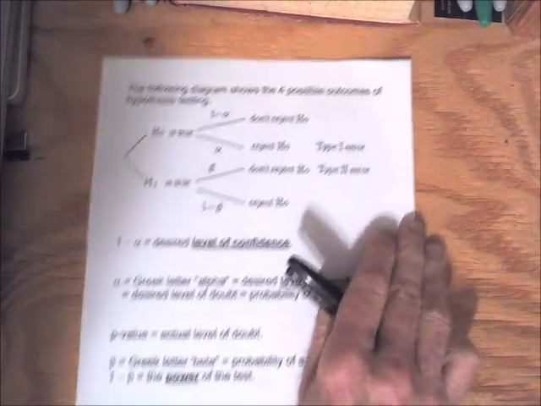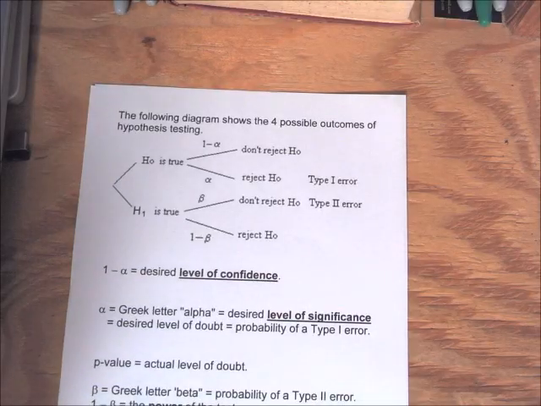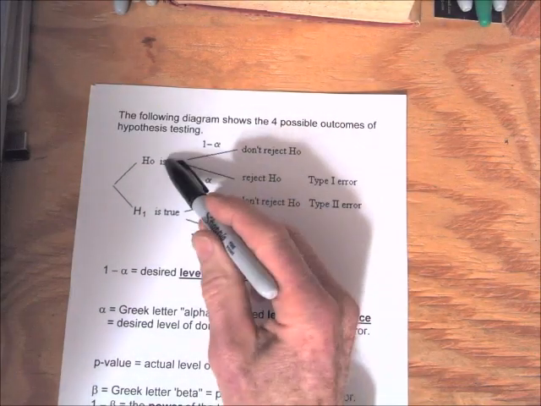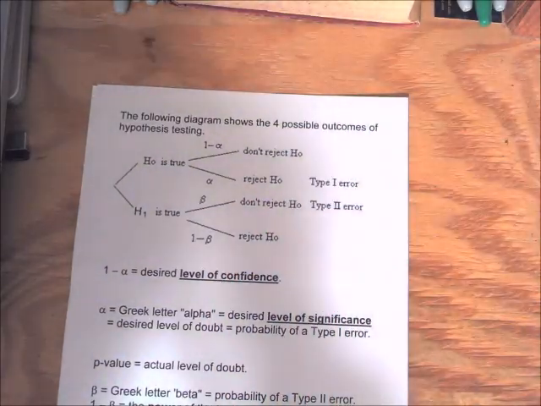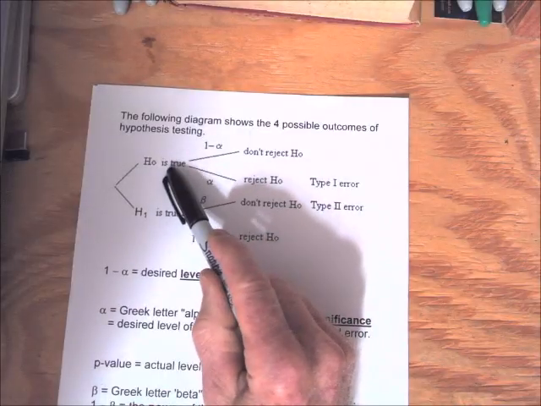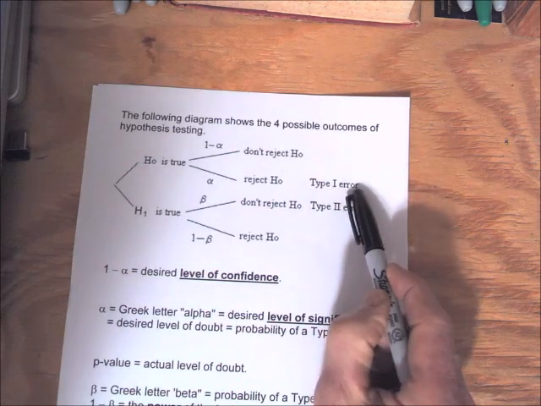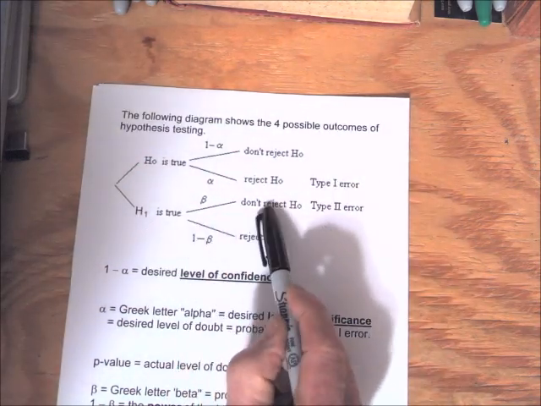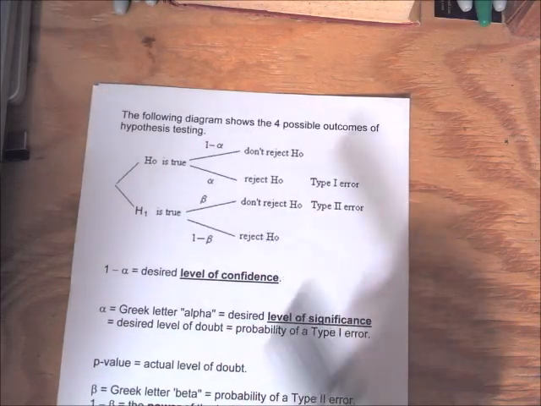Okay, so I want to talk a little bit about the types of errors here. This tree diagram represents the possible outcomes from hypothesis testing. Either H naught is true or H1 is true, and either we don't reject H naught or we reject H naught. So there are 4 possible outcomes. H naught could be true and we don't reject H naught. H naught is true and we reject H naught. That's called a type 1 error. H1 could be true and we don't reject H naught. That's a type 2 error. H1 could be true and we reject H naught.